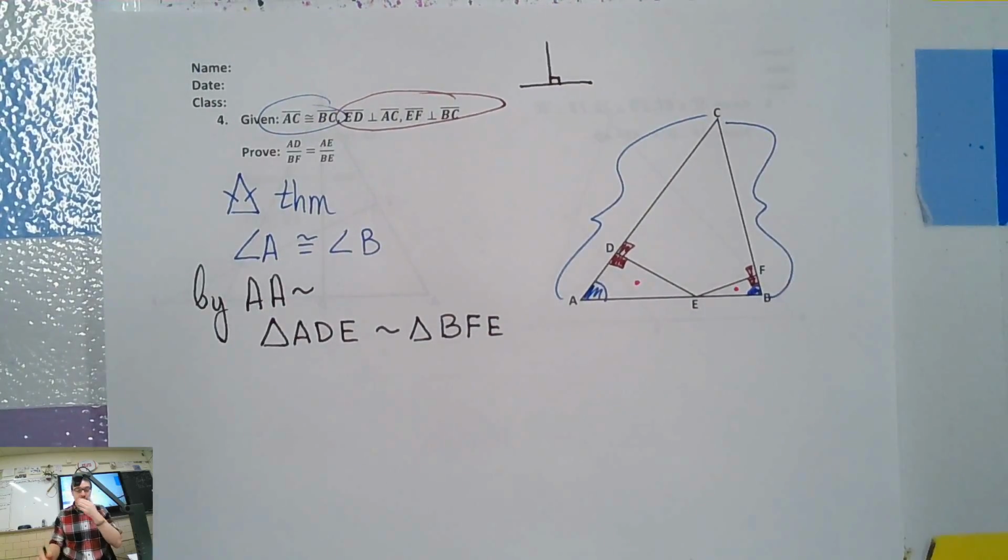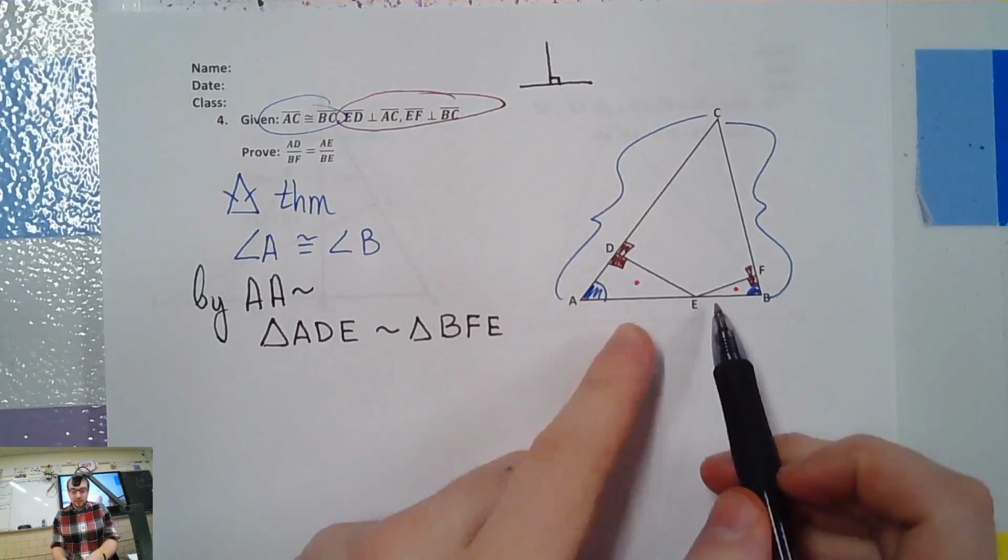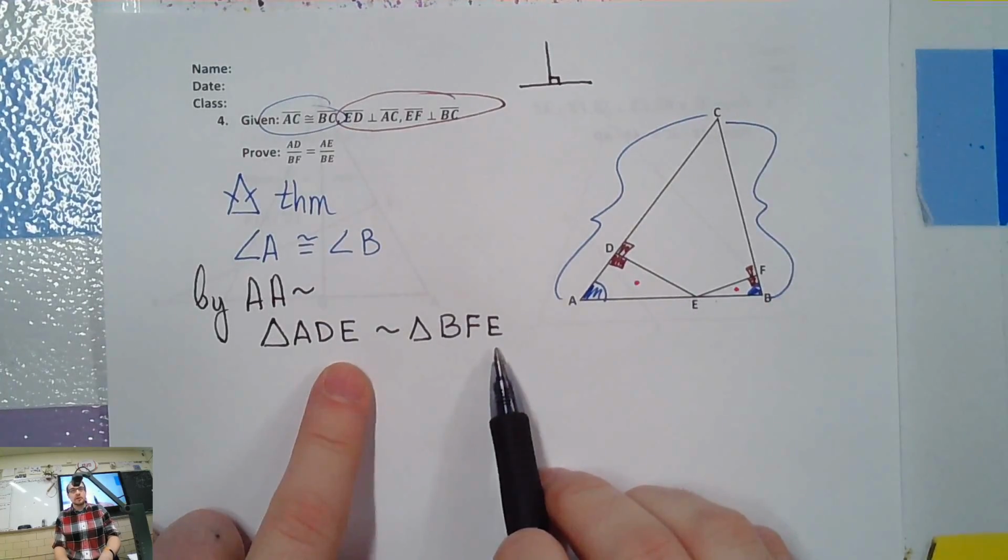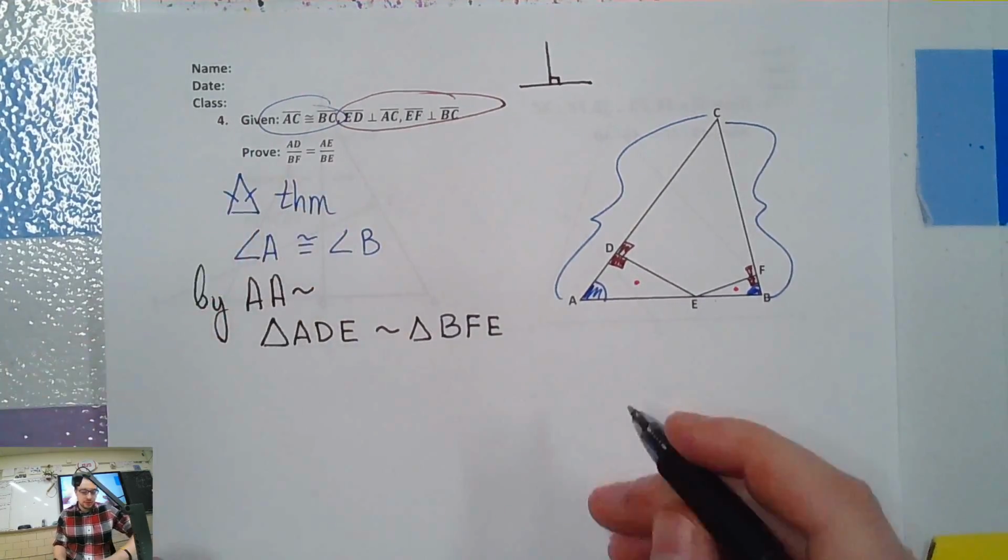So those two triangles are similar, right? Now that we have that, we can use CSP and get the sides. If they wanted to know about the angles, we could use CSP to prove E and E were the same, right? But they want to know about the sides, so we're going to use CSP.